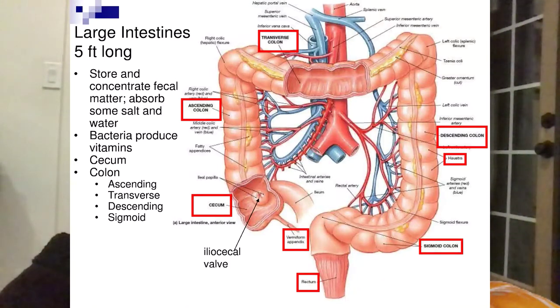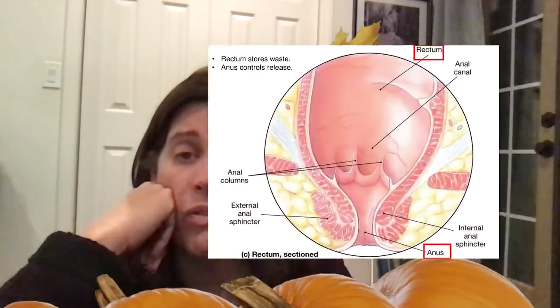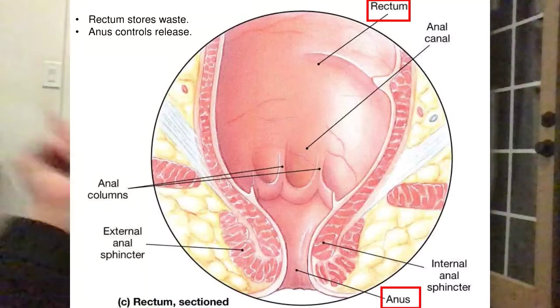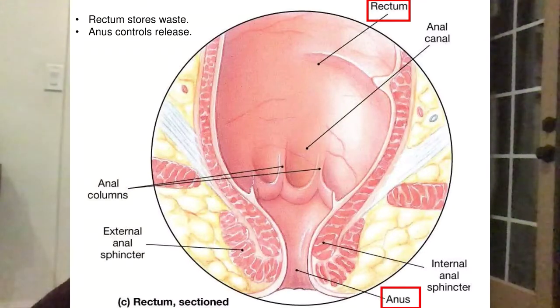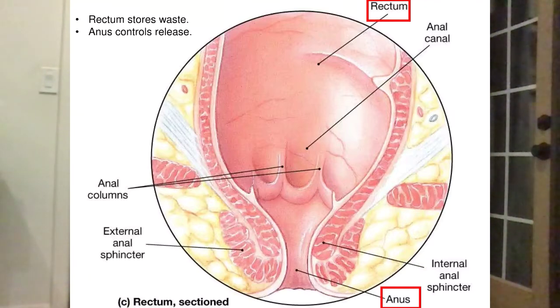And that's where we store the waste product until we're ready to let it go. Hopefully we're ready to let it go. Well, how do we control that? We control that through two muscle bands that surround the anus. So the anus is the opening to the external environment where we would release that waste. All right, but we want to control that, don't we?